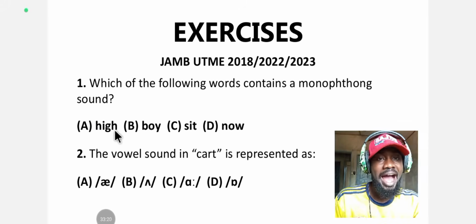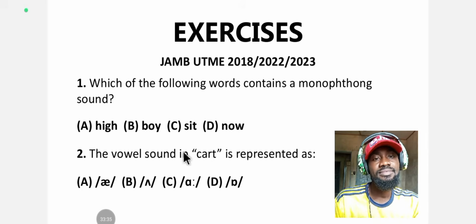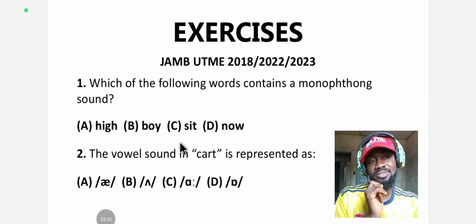A. Hi. B. Boy. C. Sit. D. Now. What's your answer? You answered right. The correct option is C. Sit. One vowel sound. Pure vowel sound.